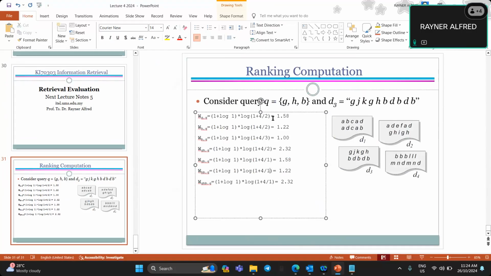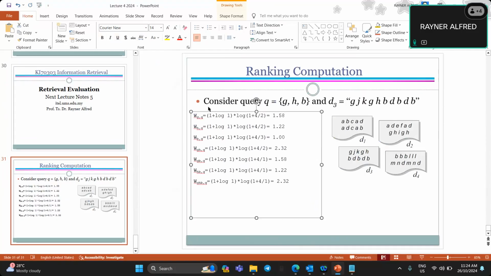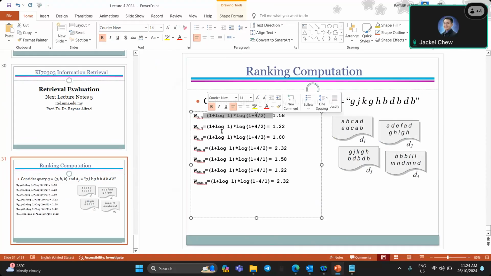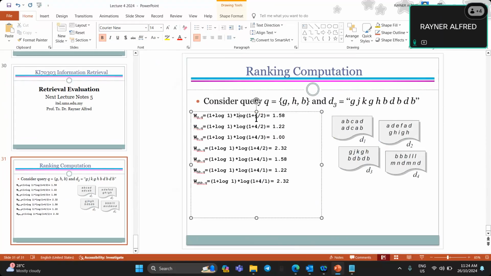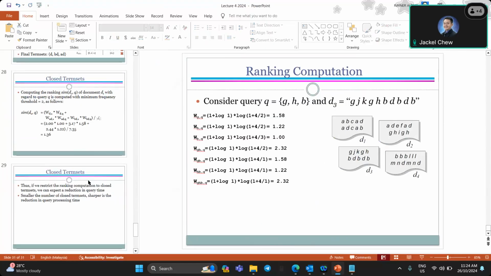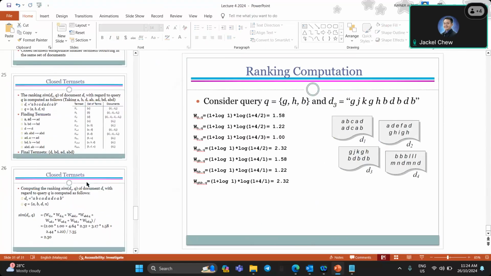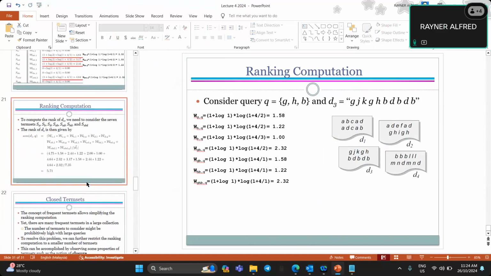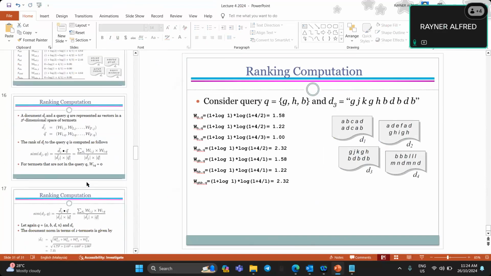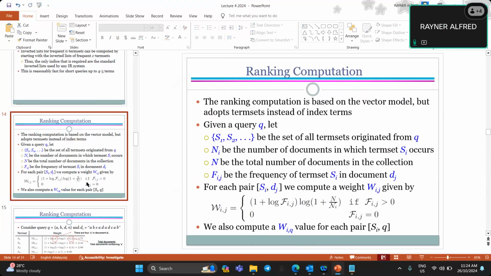So this one we calculate. Can you assist me to calculate this one? Prof, do they know the formula already? The one in the middle? Which one? The 1 plus log one. What is the formula for the log one? Can you show it again, Prof? Yes. The formula is this one.